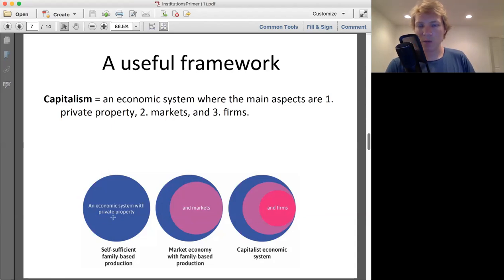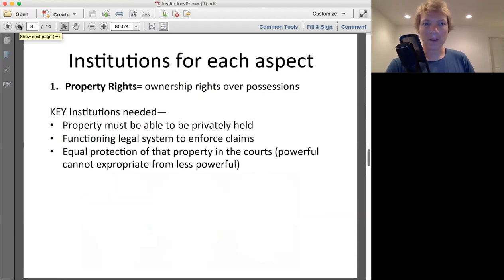Okay, so we need private property. We need the institutions that allow for markets, in this case just general markets, places where people can exchange goods and services. And then finally, the institutions that will allow us to form firms. Okay. And so let's go over each of these.